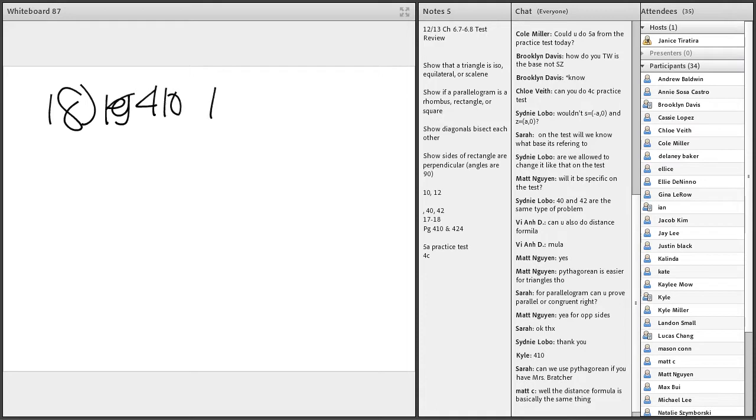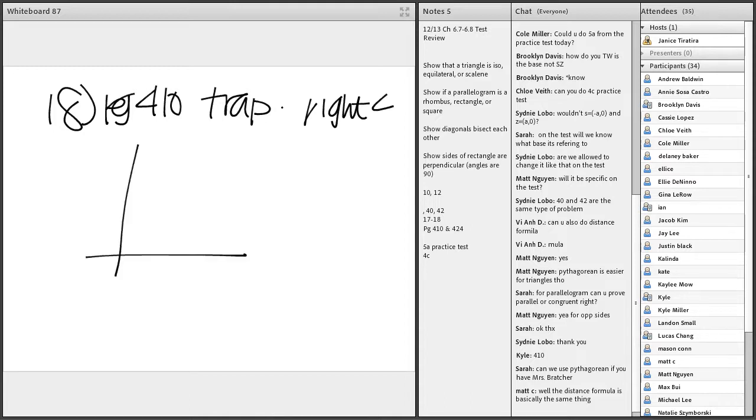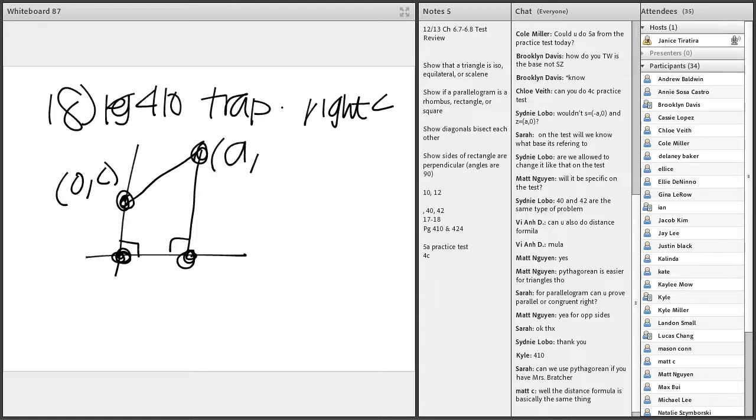It is a trapezoid with a right angle. Okay, so here we have the origin, 0, 0. This is 0, C up here. It looks like the right angle is down here because it's right on the X and Y axis, so that has to be a right angle. The slopes are opposite reciprocals, perpendicular.